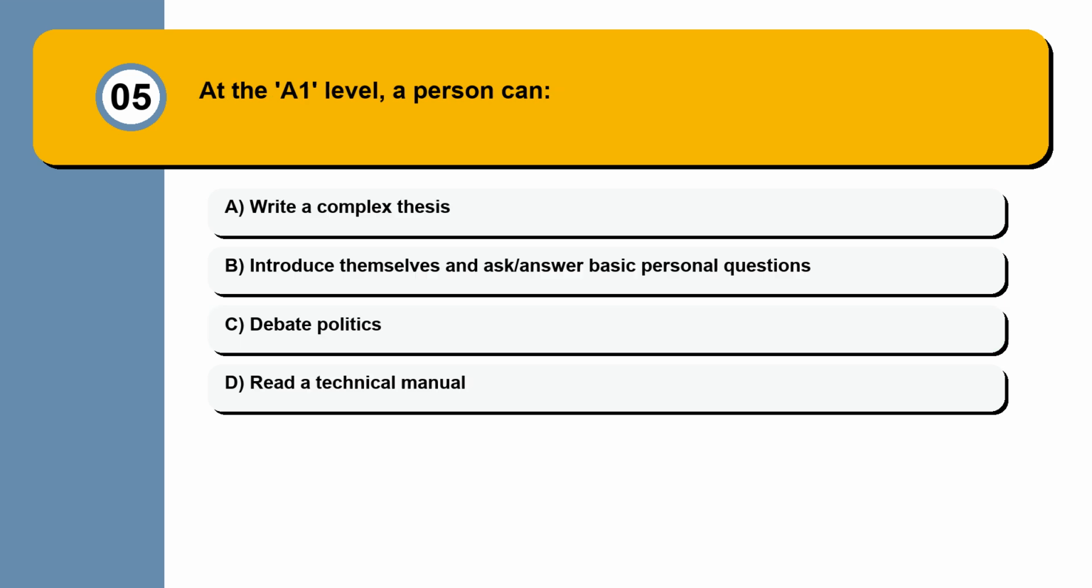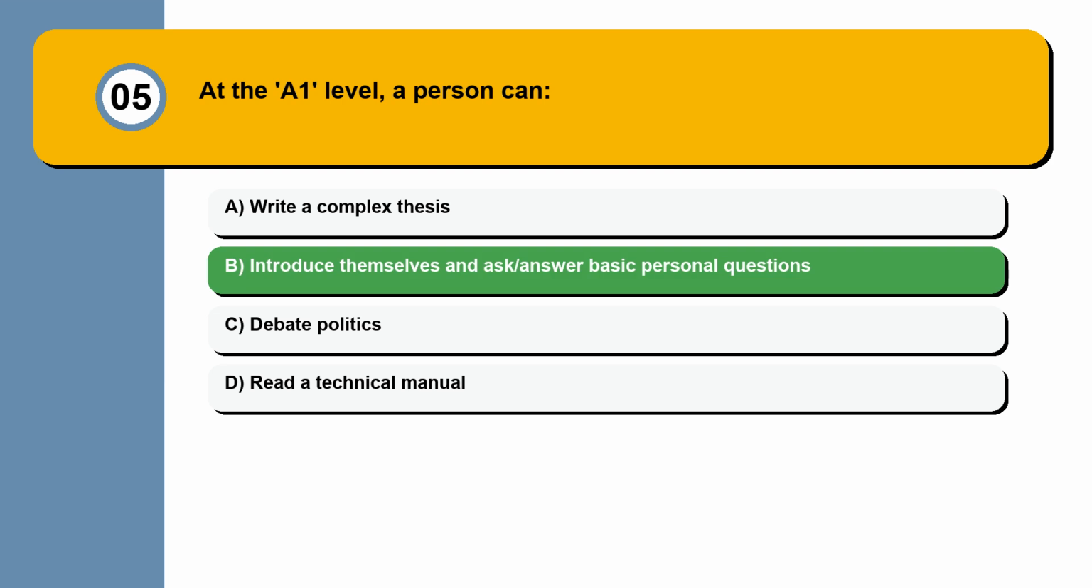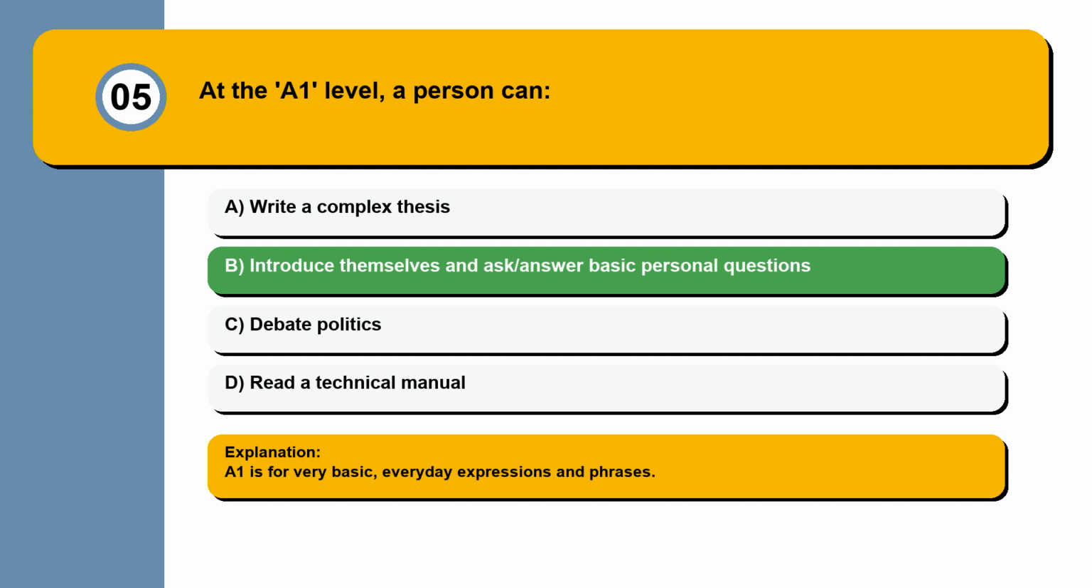Question 5. At the A1 level, a person can write a complex thesis, introduce themselves and ask/answer basic personal questions, debate politics, or read a technical manual. A1 is for very basic, everyday expressions and phrases.